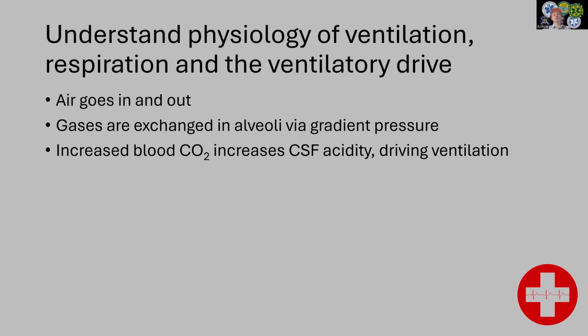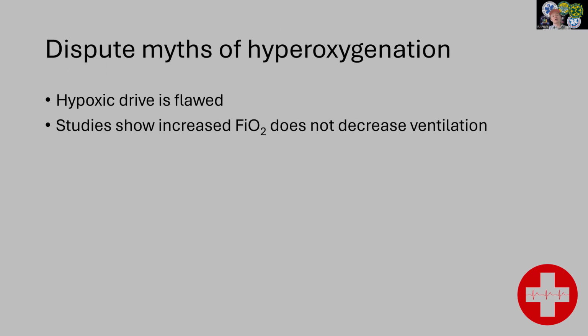And increasing CO2 in the blood increases the acidity of our cerebrospinal fluid, and that is what tells our body to ventilate. I don't want anyone to think about low levels of oxygen causing our body to ventilate. Our body ventilates because the CSF becomes more acidic. So, disputing myths of hyperoxygenation. Hypoxic drive, as we used to think about it, is inherently flawed. And especially that Obeer trial, but many studies since have shown that increasing the fraction of inspired oxygen does not make our patients ventilate less. It just doesn't happen. It's a flawed idea.